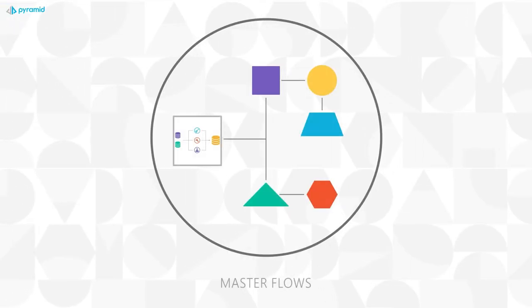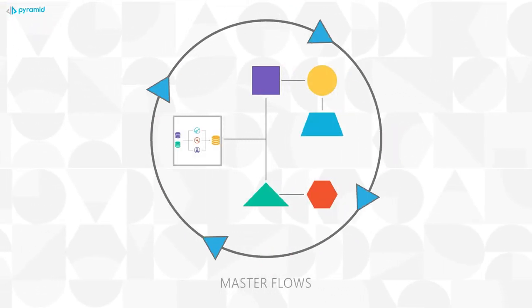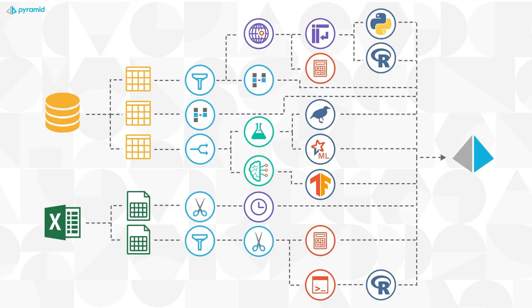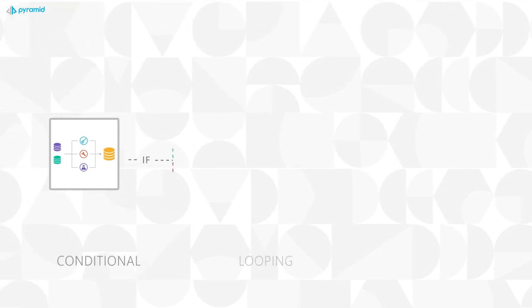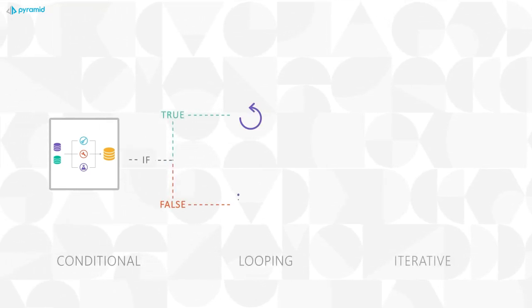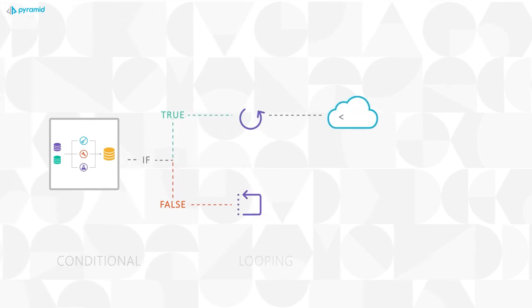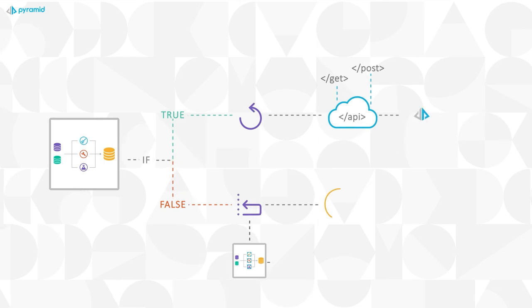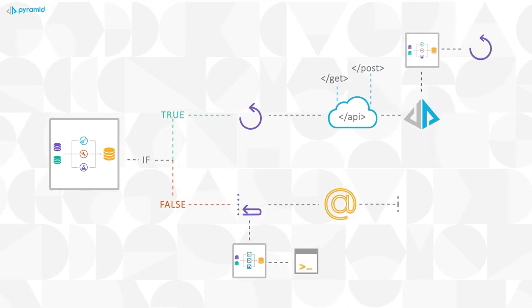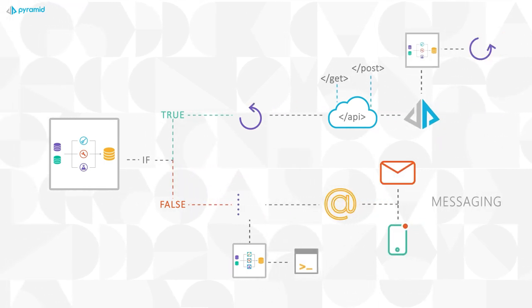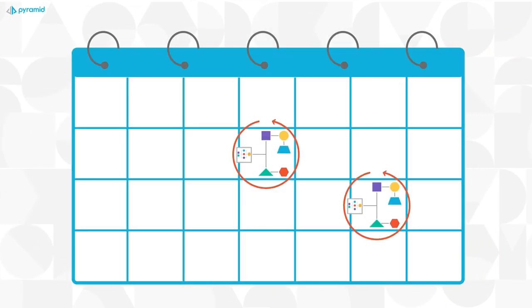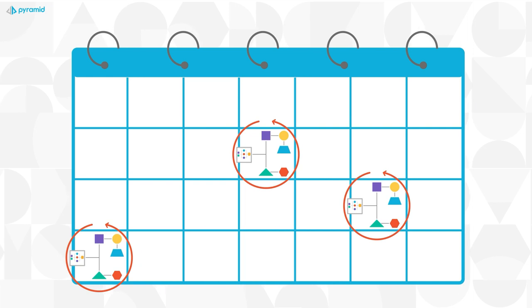To solidify data operations, master flows allow you to construct advanced workflows to orchestrate multiple activities. Master flows include conditional, looping, and iterative executions, interactions with external APIs and other apps, as well as internal Pyramid apps, messaging and notifications. Combined with scheduling, master flows and the prep framework are used to automate and productionize the data factory.